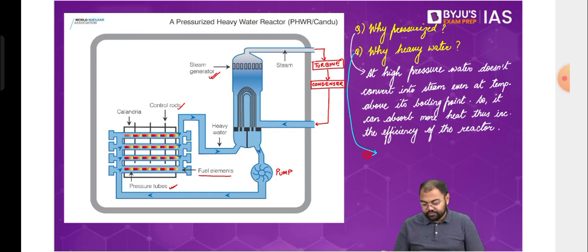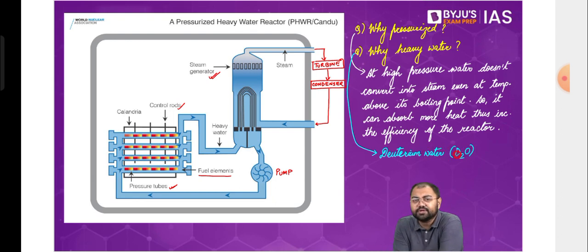So first and foremost, heavy water basically means deuterium water, or D2O, as we denote it. Deuterium is an isotope of hydrogen, a heavy hydrogen isotope. Now what's the difference? You'll also get to this answer. What is the difference between hydrogen and deuterium? What changes?